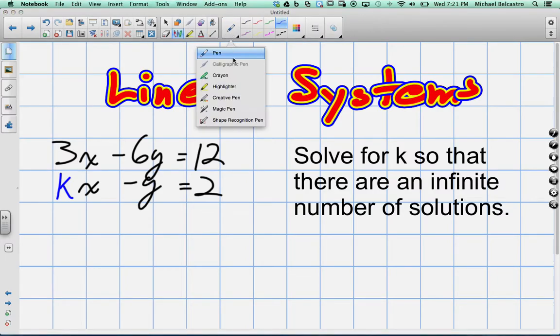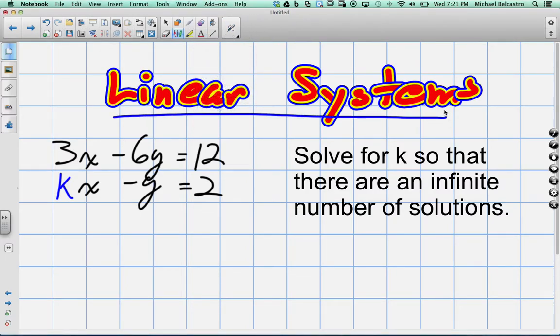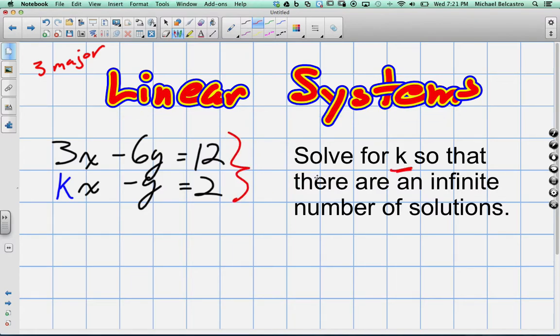Okay, we're going to look at many types of linear systems. And essentially there are three major types, okay? First one we're going to look at is we're going to solve for these two equations. We're going to solve for the coefficient, because k is going to represent some number in front of x, so that there are an infinite number of solutions. Okay, infinite number of solutions means the two lines are actually the same, so they're identical.